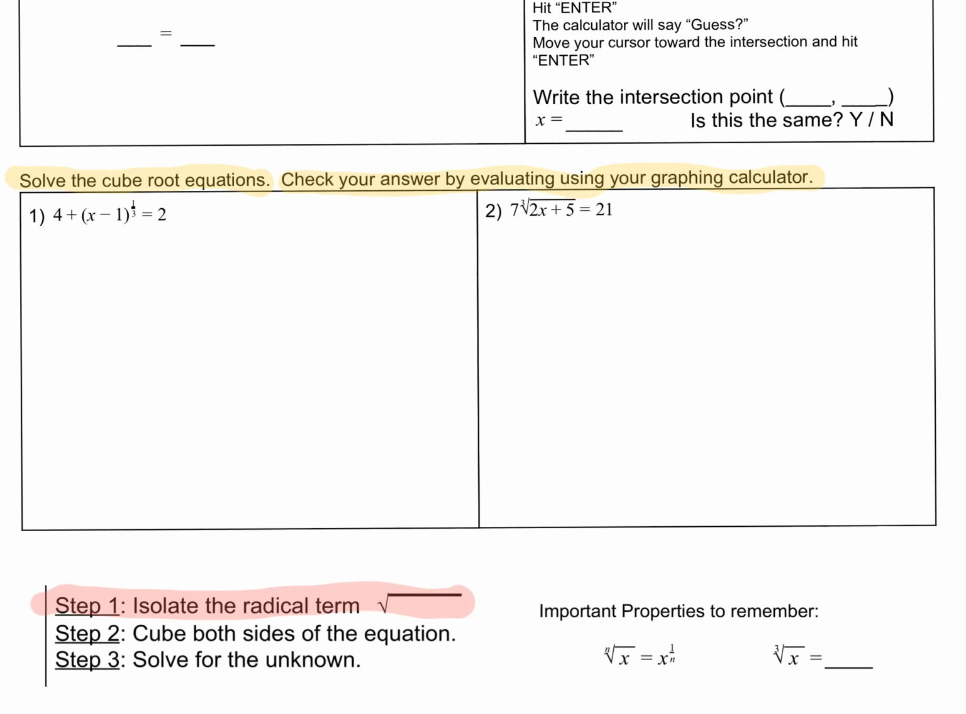We want to remember from the very top of the page that if I have the nth root of x, that is the same thing as x to the 1 over n. So if I have the cube root of x, that is the same as x to the 1/3. So if I see a 1/3 power, I want to recognize that is the same thing as a root. So if I look at number 1, I see that happening here. I want to isolate that. And in order to do that, we're going to subtract 4 on both sides.